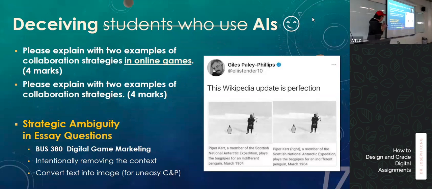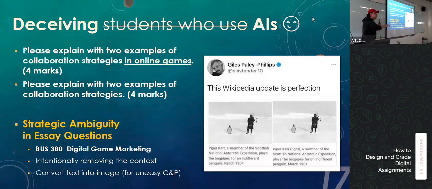Now, this is a quiz related to digital game marketing. So when I ask the student, I put the questions on Moodle: please explain with 2 examples of collaboration strategies, and then without a context. Now, in case the student uses AI to help them answer the test question, they will answer something totally irrelevant to digital games.